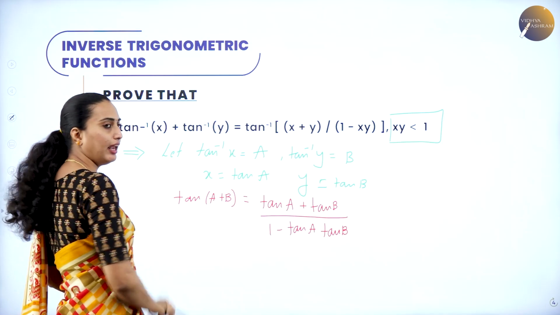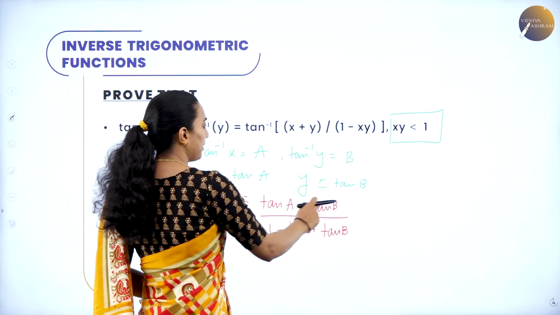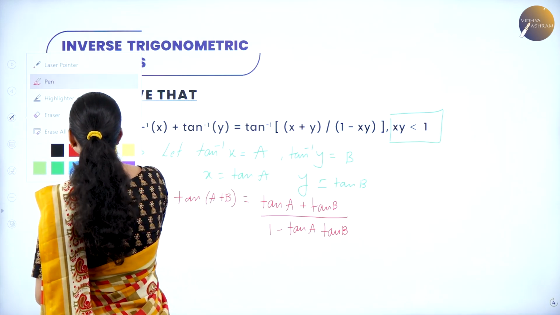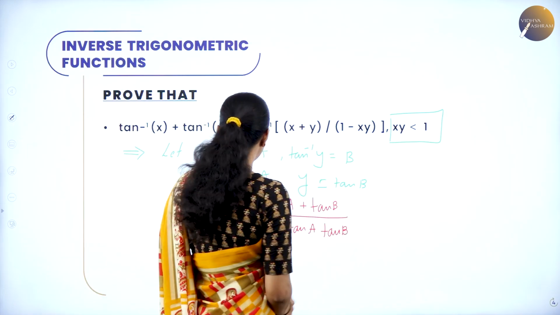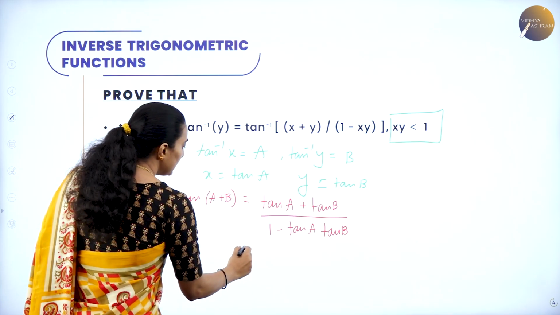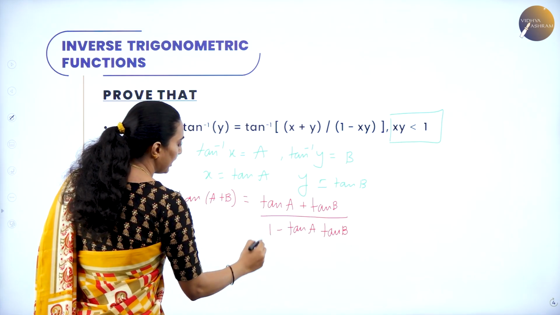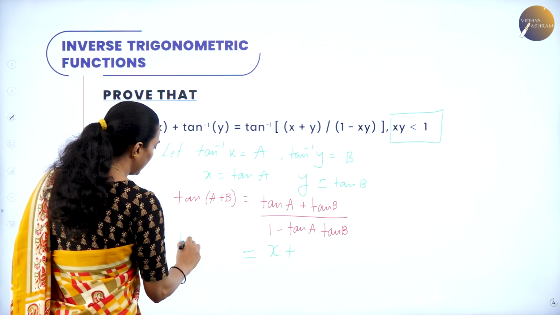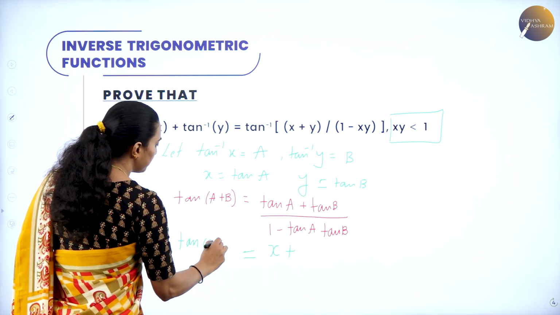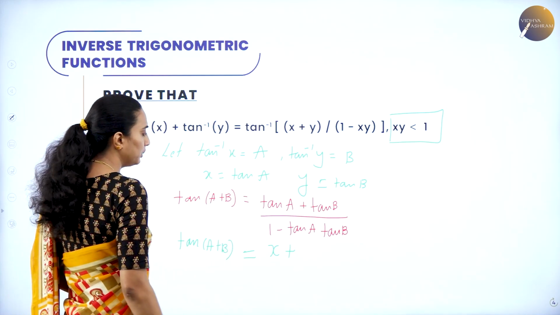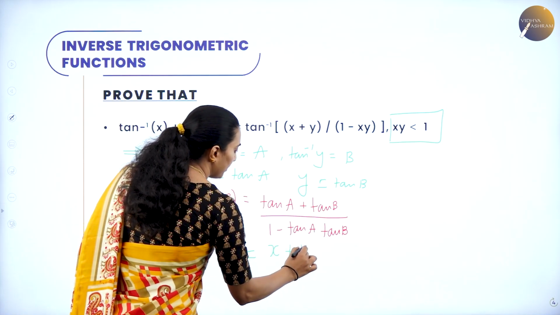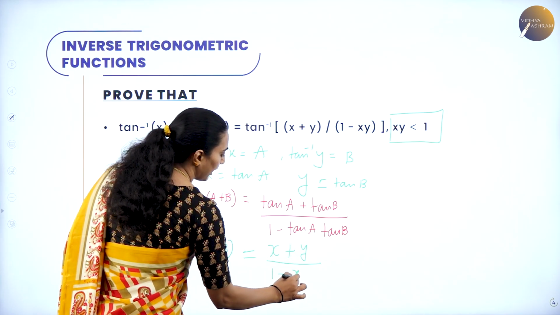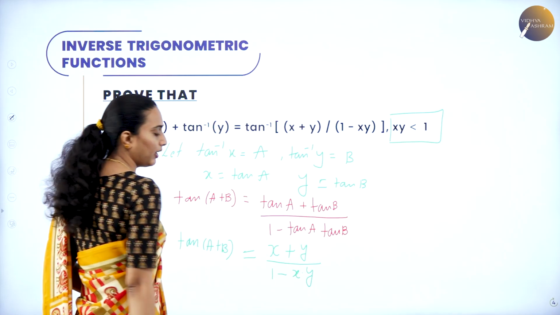Tan a is nothing but x. Substitute tan b is nothing but y. So therefore, by having a substitution, I am going to substitute here. Tan a is nothing but x, plus, same as it is, I am going to write it as tan of a plus b is equal to tan a is x plus tan b is y divided by 1 minus tan a is x into tan b is y, correct?